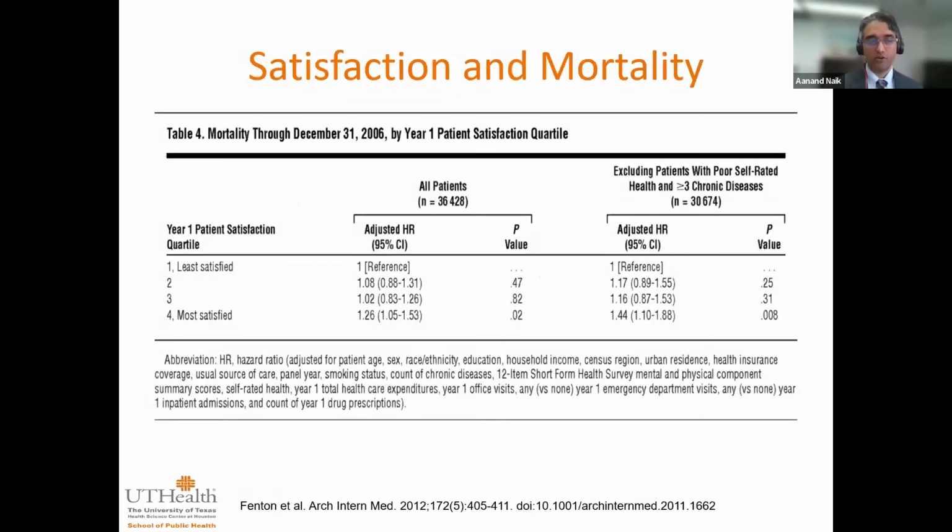And here's a real kicker. One year satisfaction was actually predicting higher mortality. And even if you excluded the most sick, so the people who rated their health as poor and had 3 or more chronic conditions, in fact, you're more likely to have higher satisfaction predicting death if you excluded this sort of really sick population. So if anything, the take home of this is more satisfaction was predicting more mortality and more use, more care.